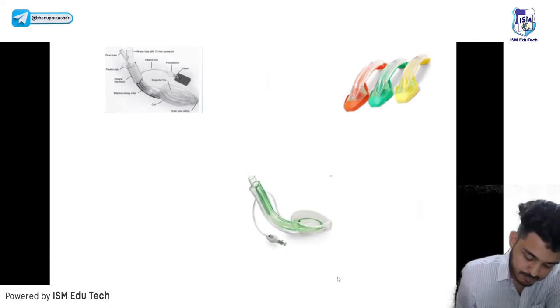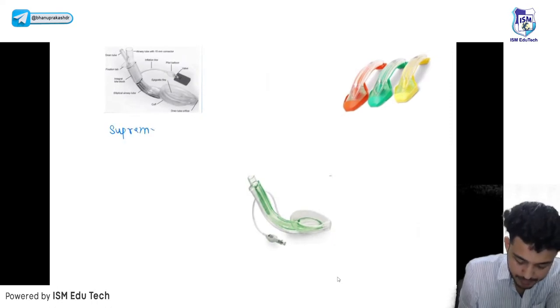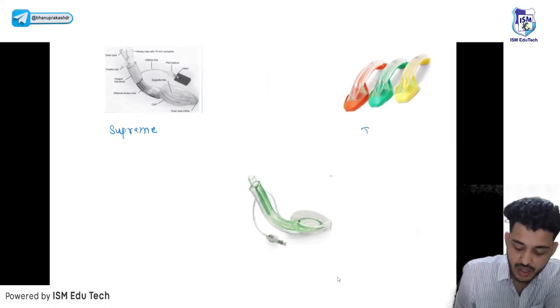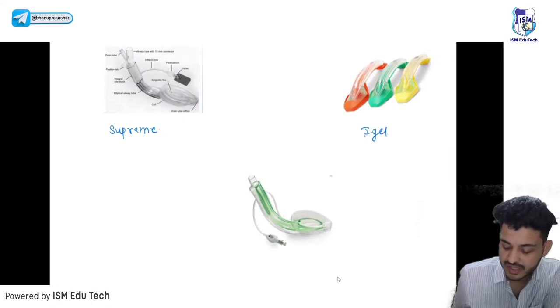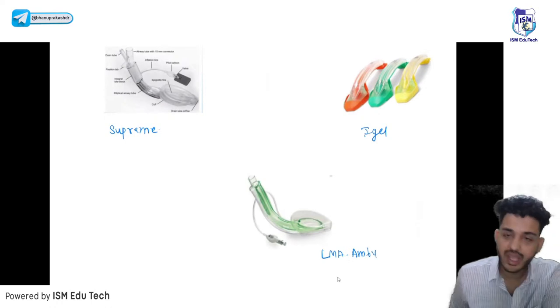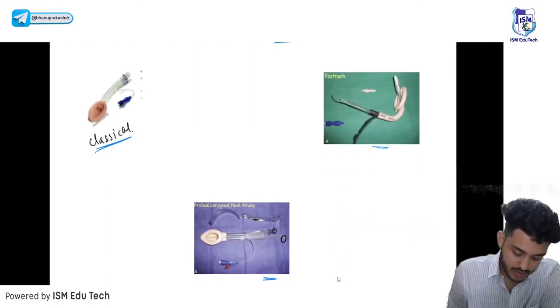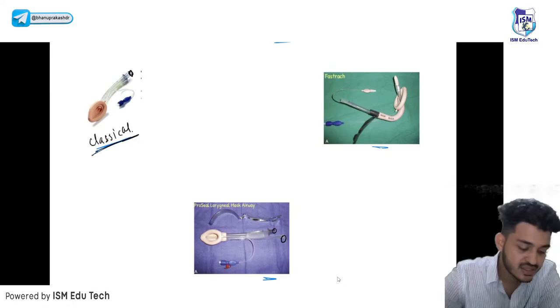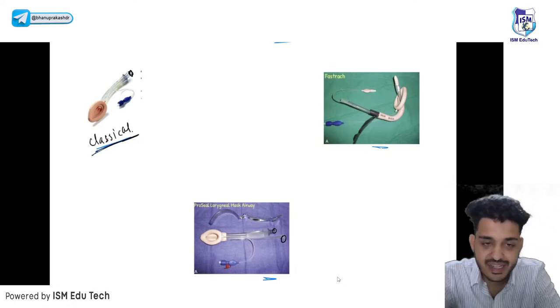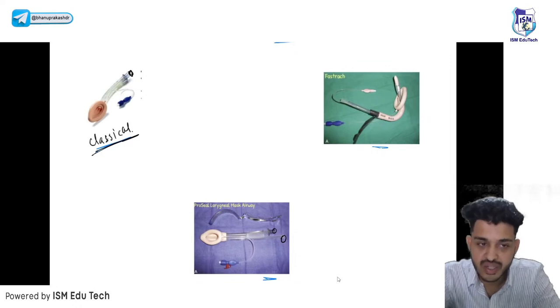This one is your LMA Supreme. Okay, this one is your IGL, and this one is your LMA. How to remember, I will tell you. This one is classical. There will be only a single opening. If there is a single opening, it is a first generation airway device.